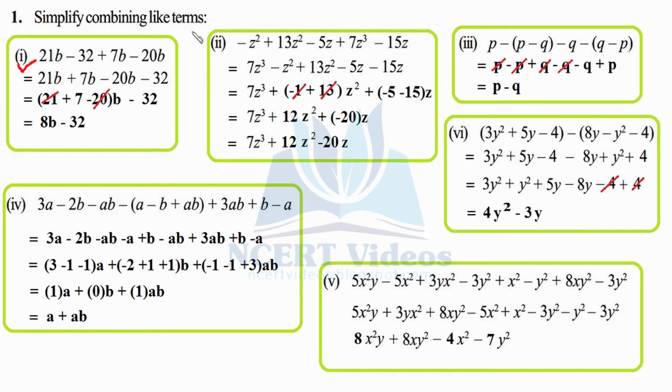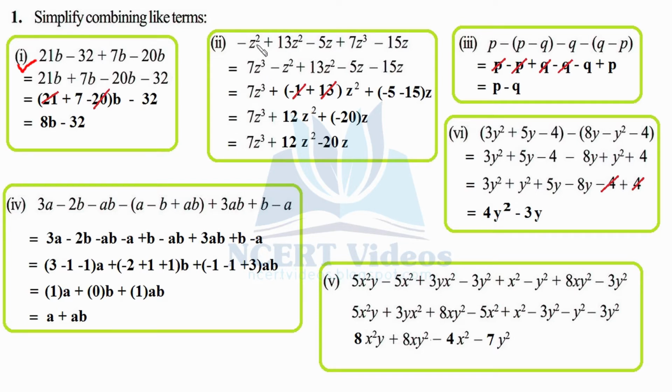That's the first. Second, minus z square plus 13z square minus 5z plus 7z cubed minus 15z. First of all, we will check the variable having the highest power. So in this we see we have a variable z having highest power 3, that is, it is raised to power 3, and we don't find any other such term. So first of all, we will write this. So writing 7z cubed.